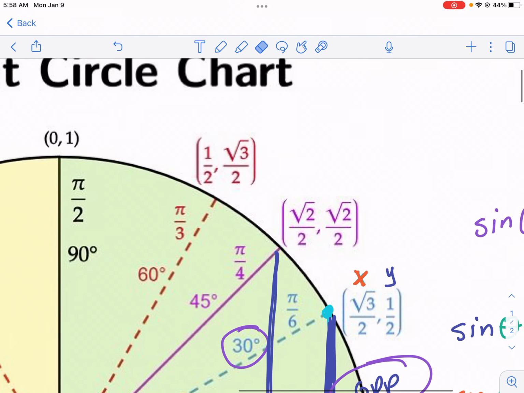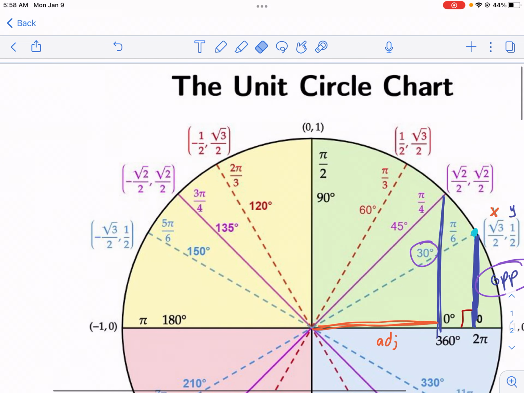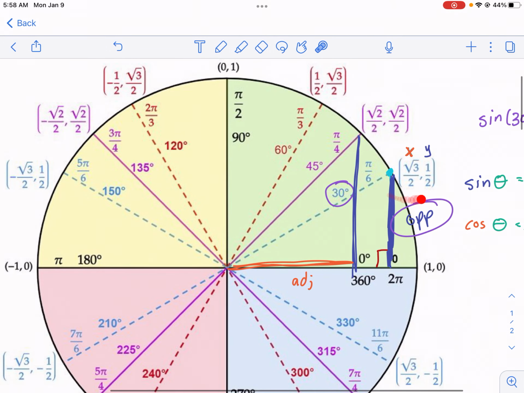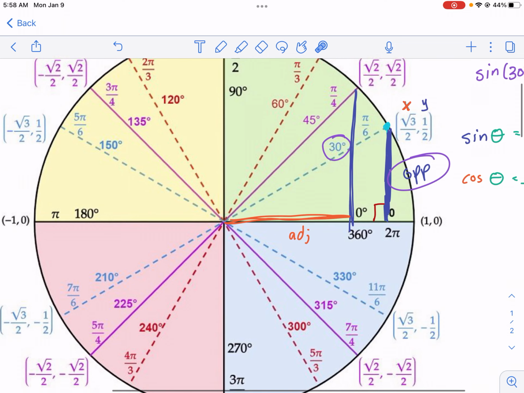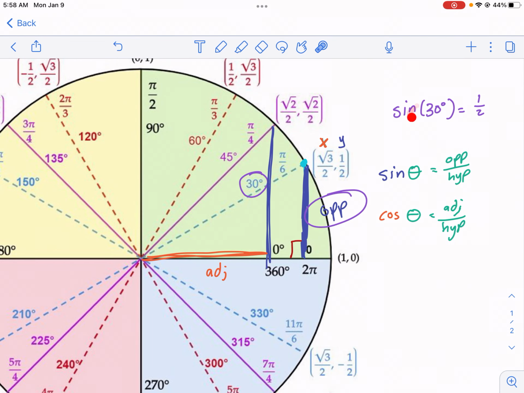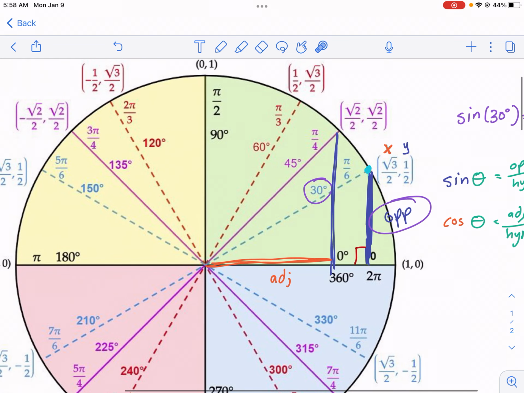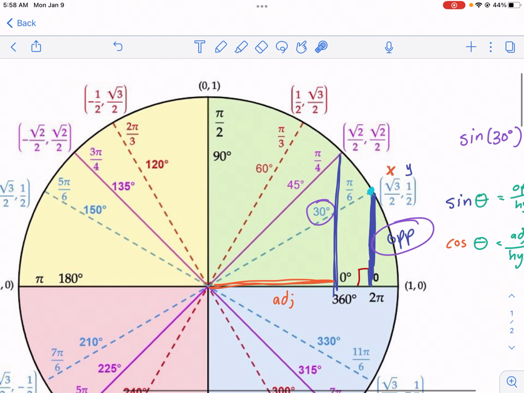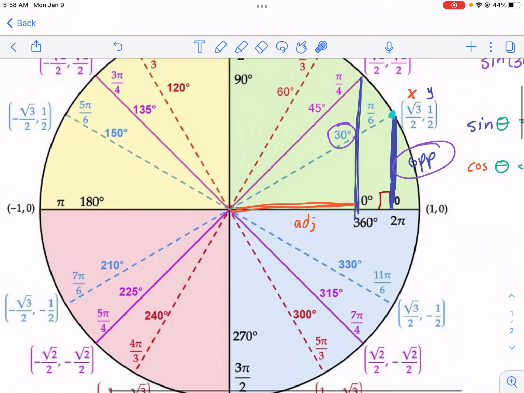So for 30, 45, and 60, you'll notice that these values repeat constantly. And another thing that I like about this chart is you'll notice that in blue, they all have the same x and y. That's because it's a 30-degree reference angle. These are all corresponding to 30 degrees, and you'll see that because it has that pi over 6 for radians.